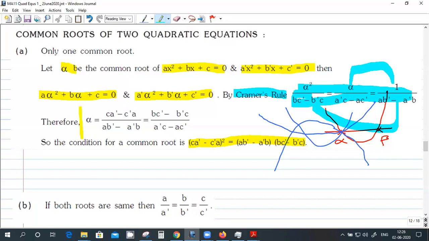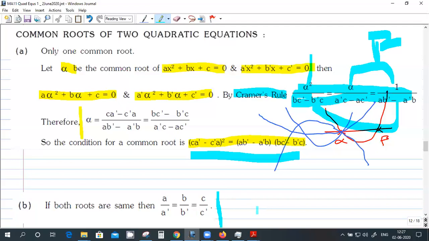The alpha I get from this is A prime into this one, and alpha square is into this one. So if I square this one and equate it to whatever alpha square I get here, this is the condition. So the condition for a common root existing is that the value of alpha I get from here, when squared, should equal the value of alpha square I get from here.